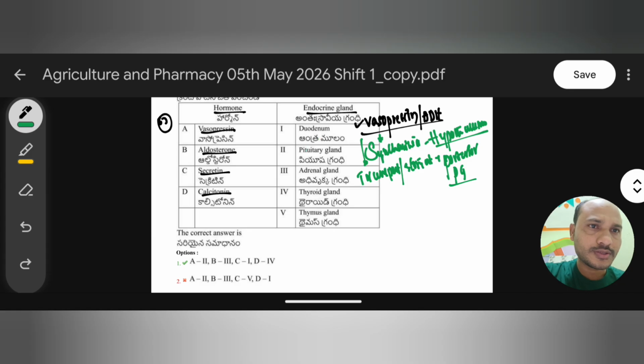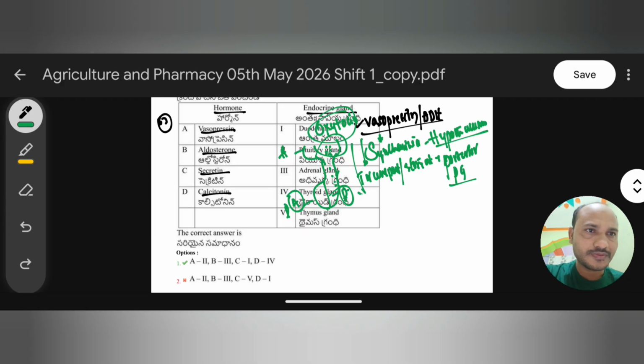See, this is the hypothalamus, and here we have the pituitary gland. In the pituitary we have two parts: anterior pituitary and posterior pituitary. But vasopressin, not only vasopressin, along with vasopressin, oxytocin hormone is also synthesized in the hypothalamus region, but they are transported to the posterior pituitary. Here only they will be stored.